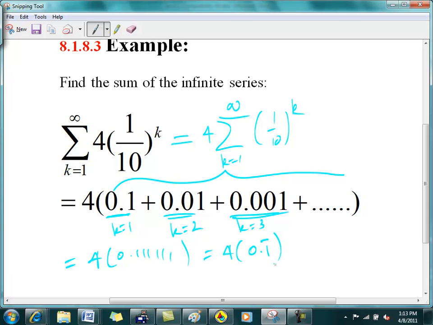You guys know this notation, right? Recurring decimal. So doesn't this become 0.4 recurring? Look at this: you have an infinite series with infinite numbers, but when you add them up, lo and behold, you get a fraction, 4 over 9. Ooh.